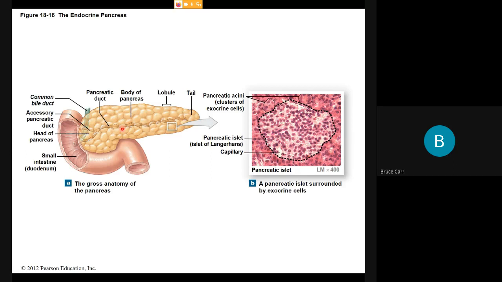And so we handle type 2 diabetes routinely with oral medications that are meant to enhance the sensitivity of the body to the reception of the insulin that is being produced.